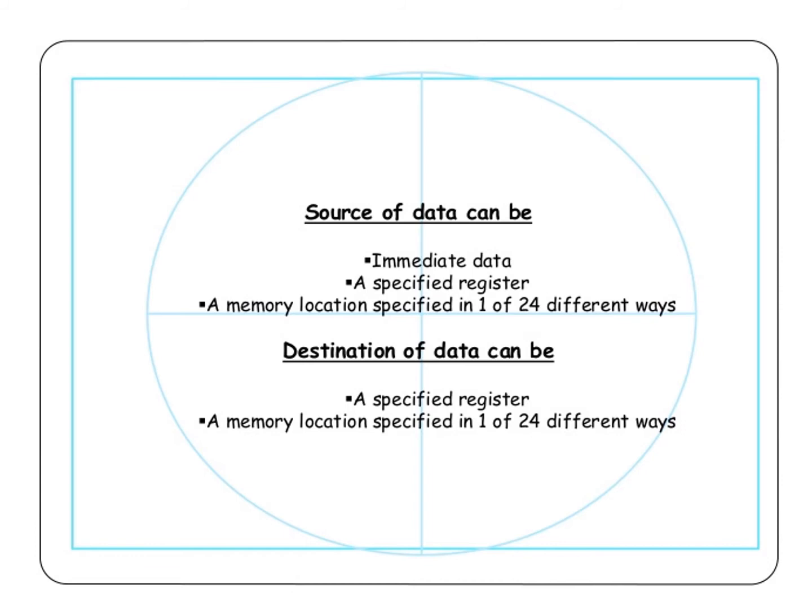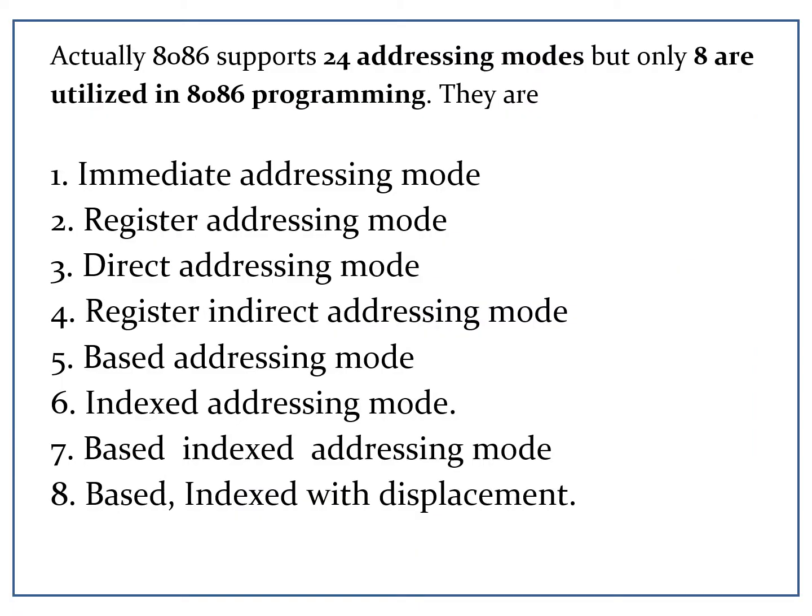Next, the destination of data. Destination means where you want to keep that data. The destination of data can be a specified register or a memory location specified in one of 24 different ways. Actually, 8086 supports 24 addressing modes, but only 8 are utilized in 8086 programming.